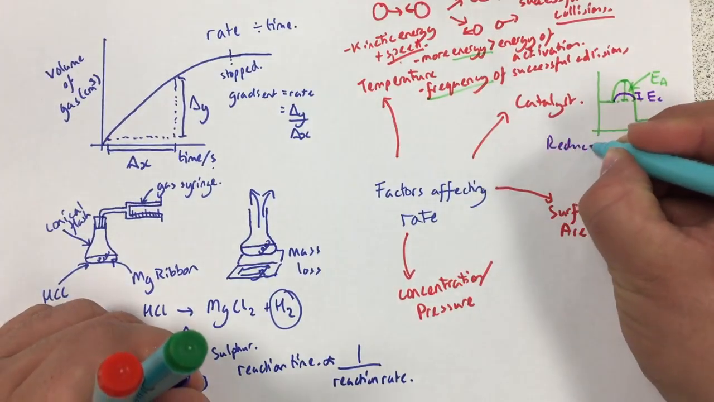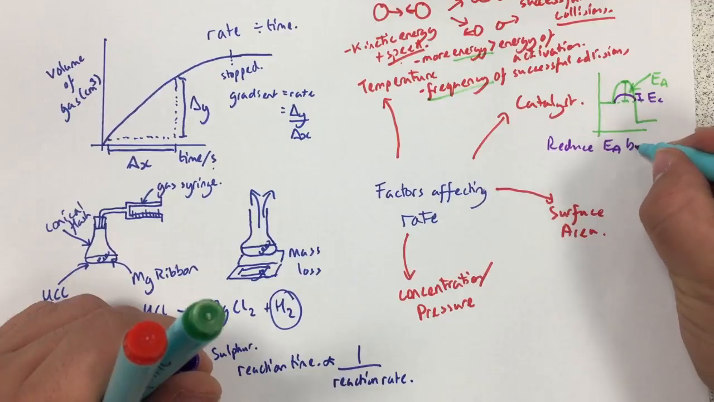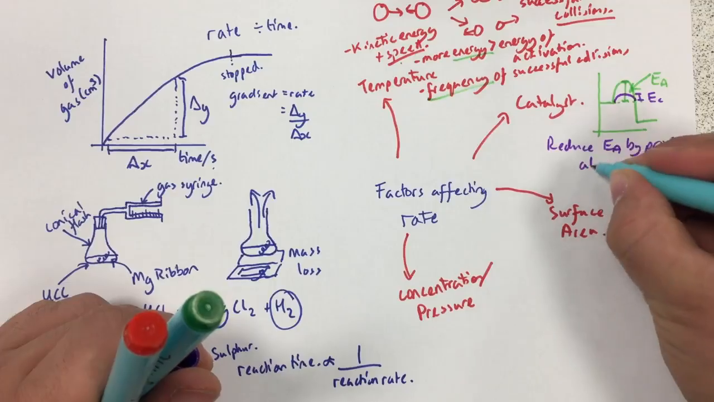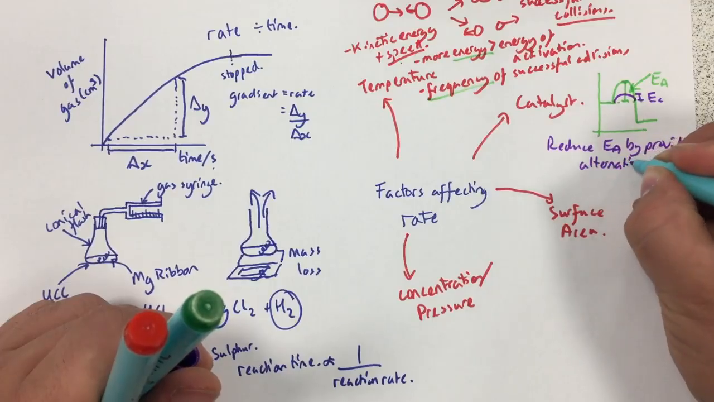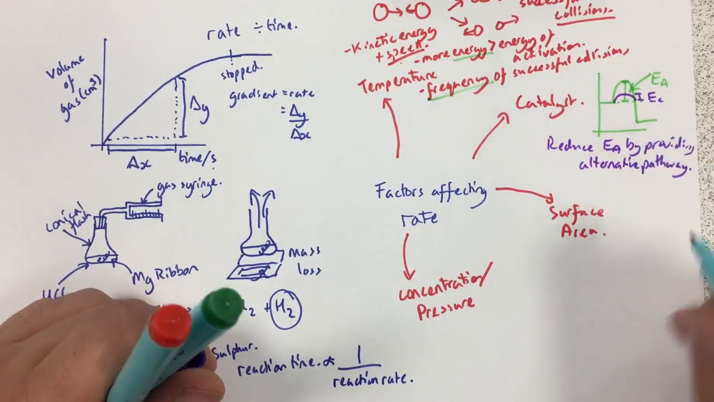So we reduce the energy of activation by providing an alternative pathway for the reaction. And quite often that's the surface.